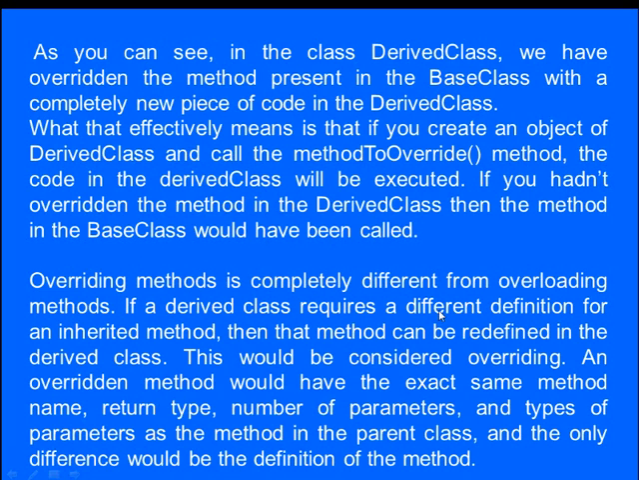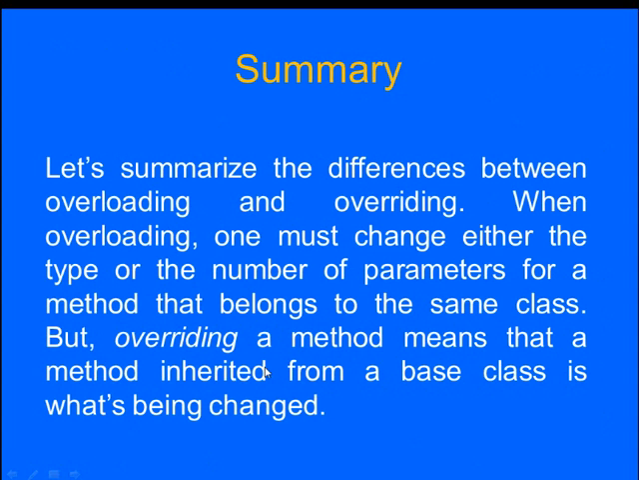If a derived class requires a different definition for an inherited method, then that method can be redefined in the derived class. This would be considered overriding. An overridden method would have the exact same method name, return type, number of parameters, and types of parameters as the method in the parent class, and the only difference would be the definition of the method.